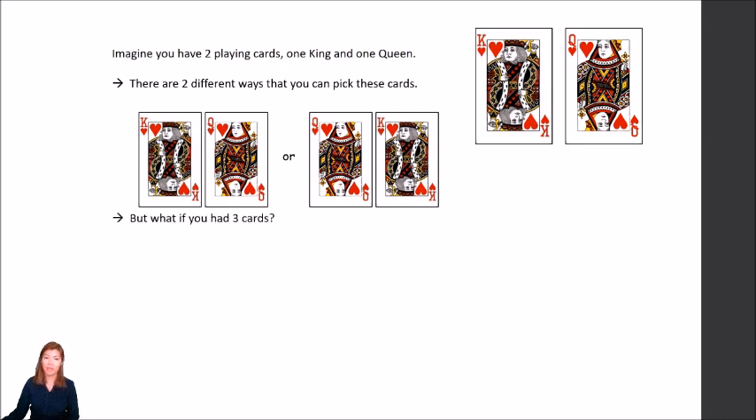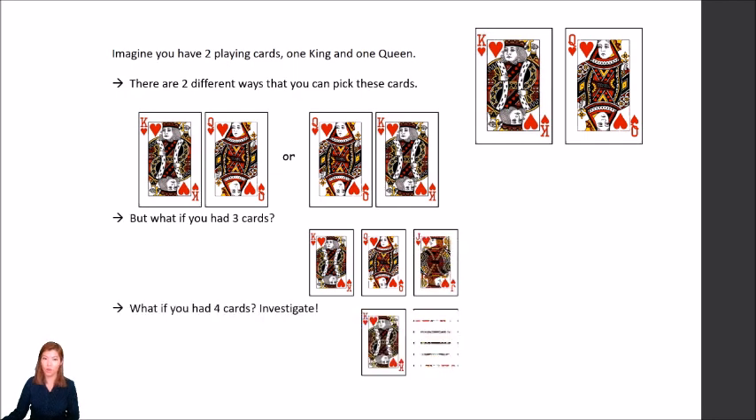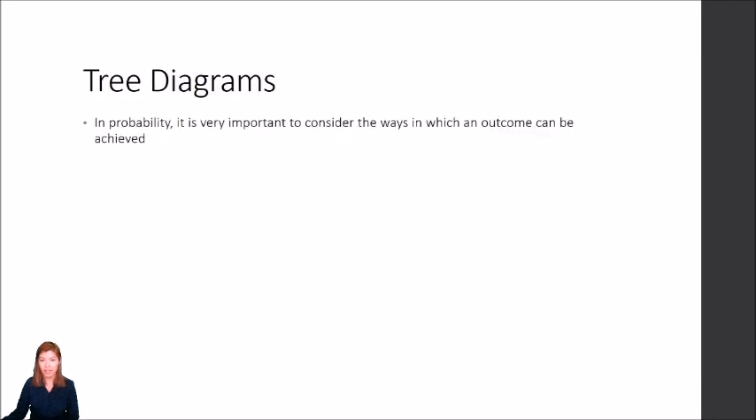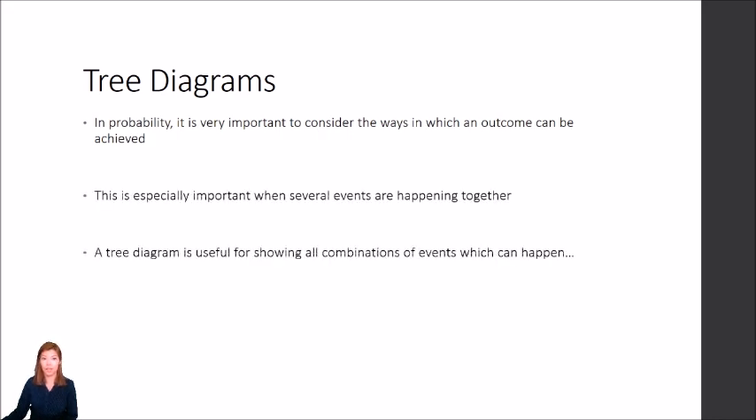But what happens if you have three cards? How many different ways would you be able to do this? Or if you had four cards? Let's investigate. We're going to use a tree diagram because in probability, it is very important to consider the ways in which an outcome can be achieved. This is especially important when several events are happening together, and a tree diagram is useful for showing all combinations of the events that can happen.